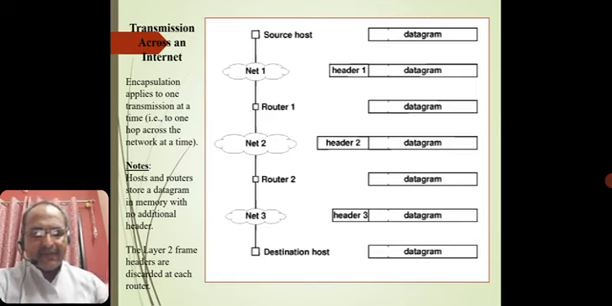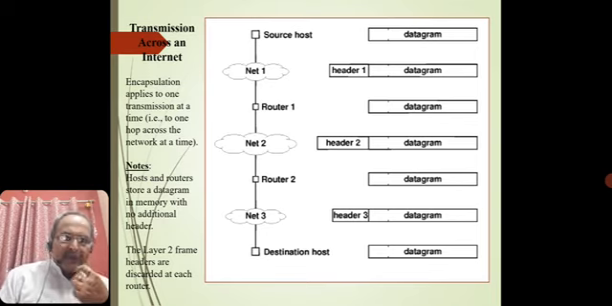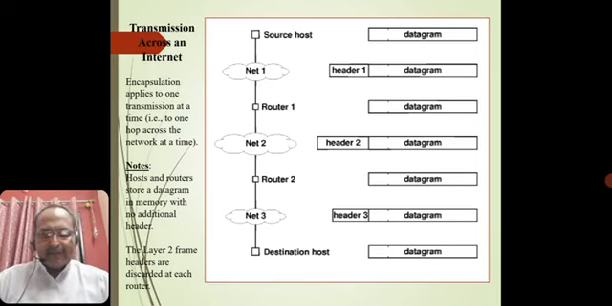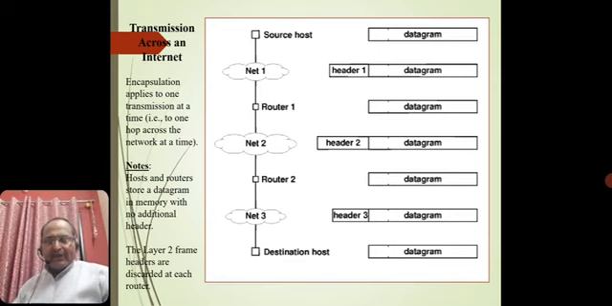Whenever we say the internet has a wide scope, I mean it has a wider spectrum as far as the datagram is concerned. The reason is that encapsulation applies to one transmission at a time. This is called the masking mechanism. That is one hop across a network at a time. So the data packets do not come to know what other data packets we are dealing with in a transmission, right?